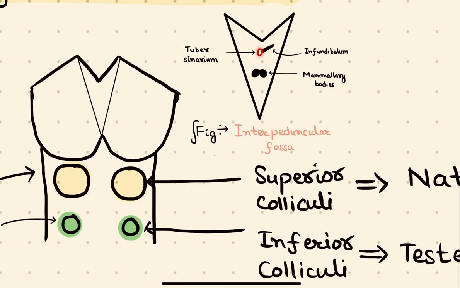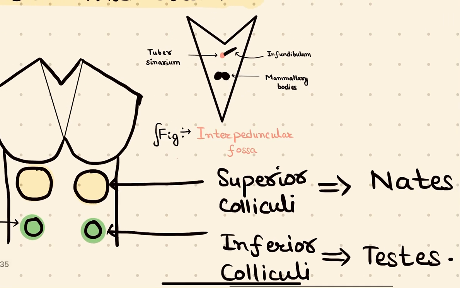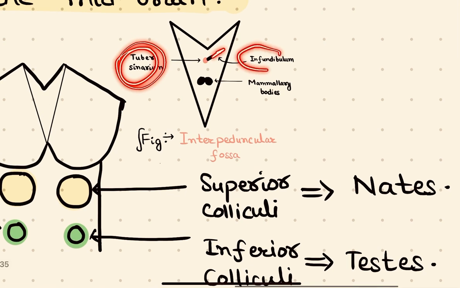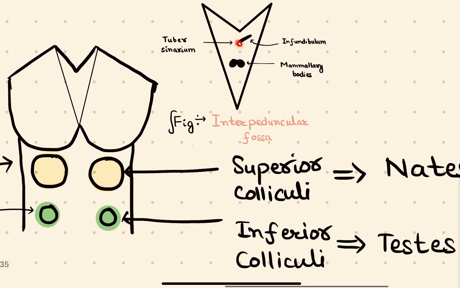Now how does the interpeduncular fossa look? The interpeduncular fossa has a dot-like structure from which a nib-like thing arises, from which the pituitary gland is attached. The region from which this infundibulum or nib-like region arises is the tuber cinereum, and this nib-like region is the infundibulum. Lower to this infundibulum we have some round oval shaped bodies known as mammillary bodies. So these were the three things present in this interpeduncular fossa.